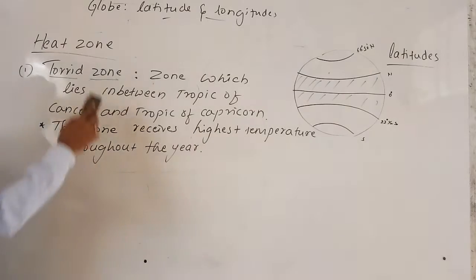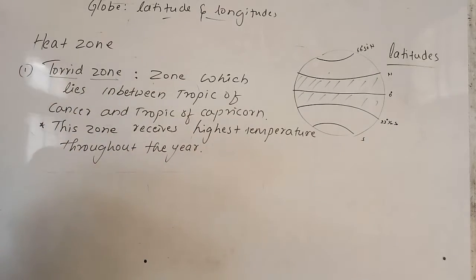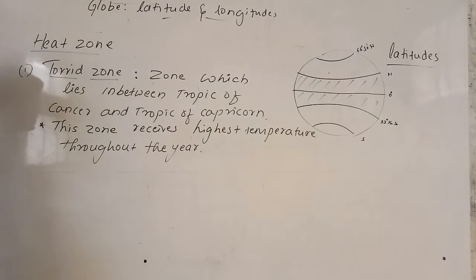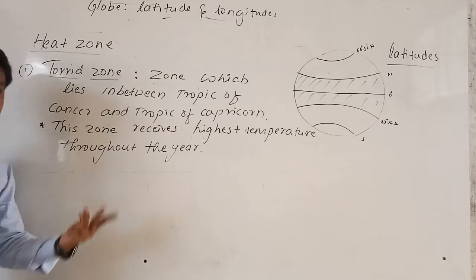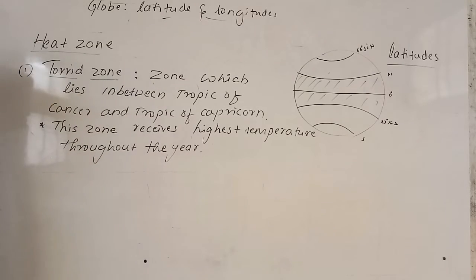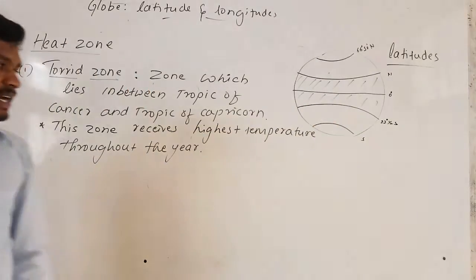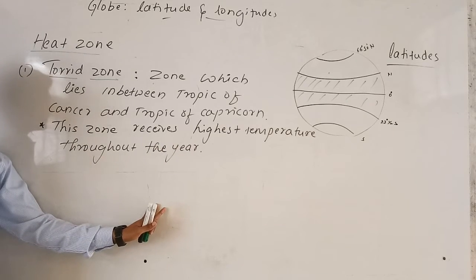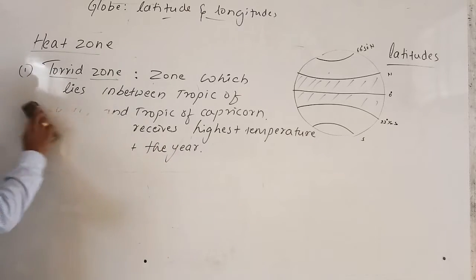Heat zones are different. On the Earth's surface, we are receiving different temperatures, high temperature, low temperature. Different places on the Earth's surface are getting different heat. So based on that, we have divided it into three. One is torrid zone, that's in between Tropic of Cancer and Tropic of Capricorn. Have you all written? Okay, then we'll go for the next one.